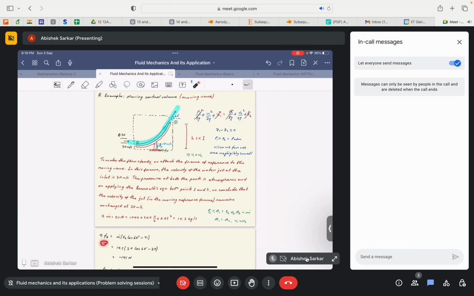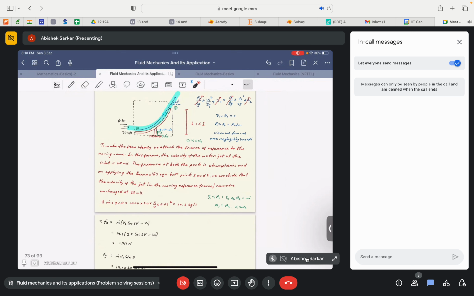So this term m dot v2 cos theta basically gives us this one. If we dissociate the velocity components along the x and the y direction, this will give us v cos 60 degree, and this will give us v sin 60 degree, right? So along the x direction we would just have the net momentum flux at the exit, m dot v2 cos 60 degree, minus m dot v1, right?